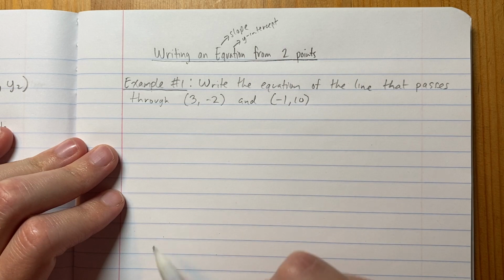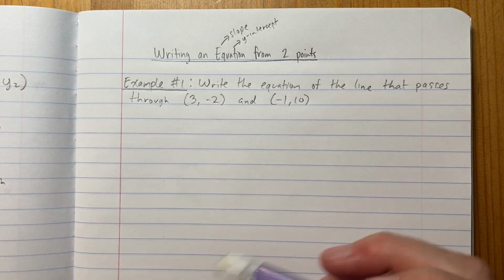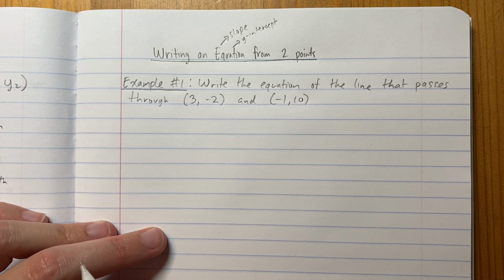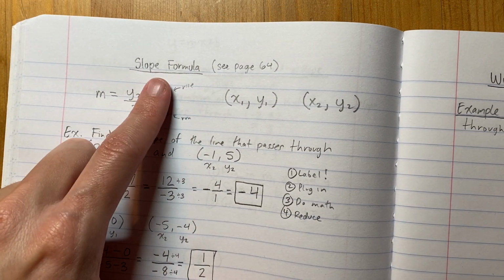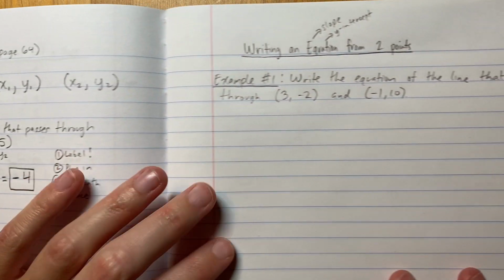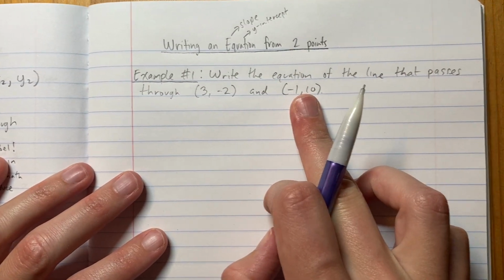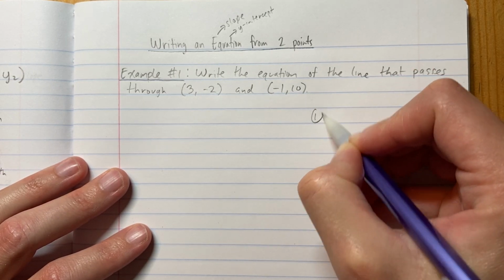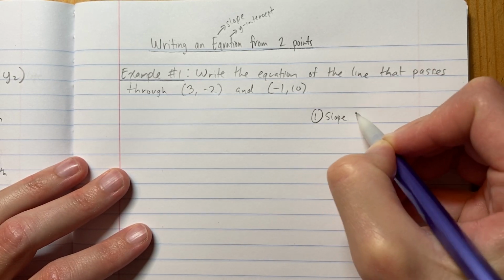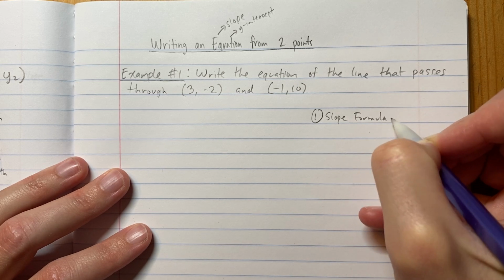I need the slope and the y-intercept. So ask yourself, do I have a way to find the slope or the y-intercept? Well, we know that we have a way to find slope from 2 points, right? We just did that. We're going to use the slope formula. This is the tool in our toolbox that's going to get us from 2 points to the slope. Okay, so step 1, use the slope formula to find the slope.